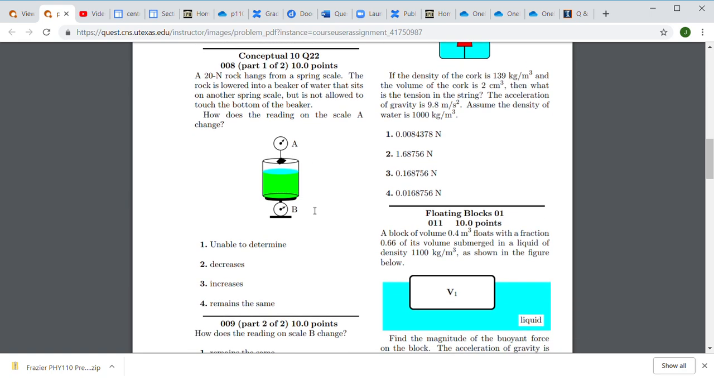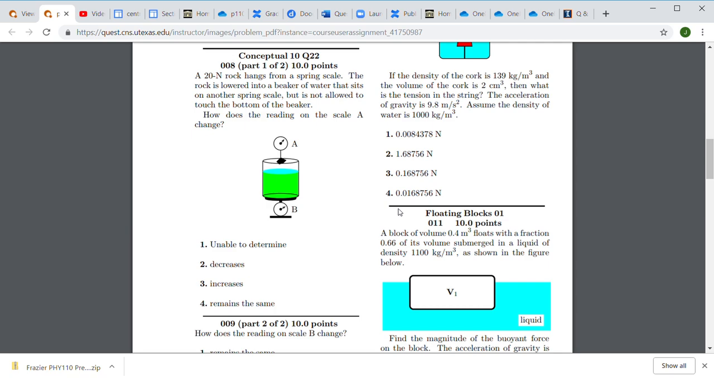Problem 8. A 20 Newton rock hangs from a spring scale. The rock is lowered into a beaker of water, and that beaker sits on another spring scale. It's not allowed to touch the bottom of the beaker, so it's just being held by this string in the middle of the fluid. After they've done that, how does the reading on scale A change?